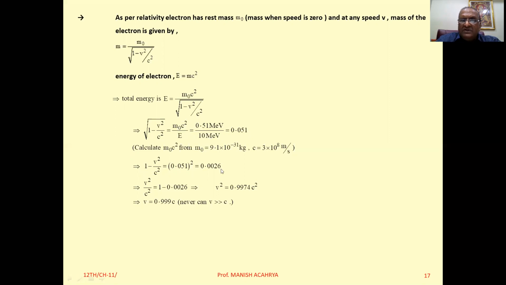Take square on both sides, and then make v the subject, right? So it comes to 0.999 c. Clear? So here your v is less than c. So always you have to be careful, the speed of any particle can never be greater than c. Clear to all of you? So in this way we have to modify the equation.